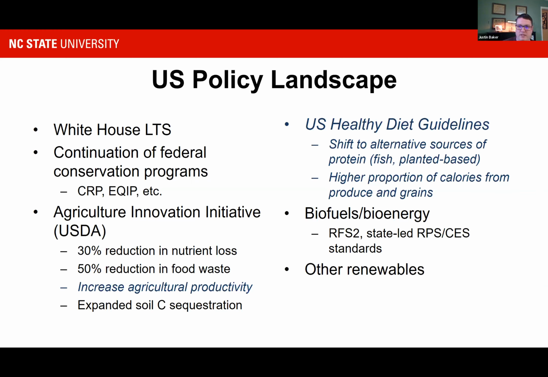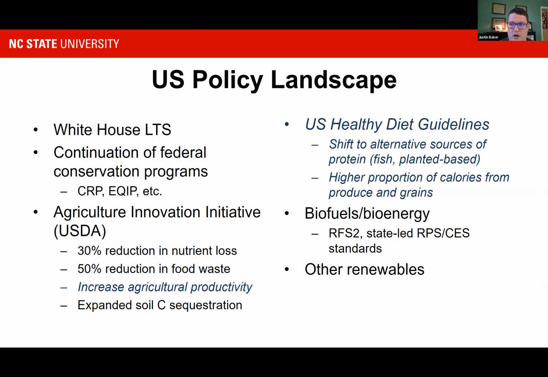Simultaneously, the focus of this talk are the US Healthy Diet Guidelines. And so here, these are policies, if implemented, that could potentially help us see a more rapid transition to healthier diets, reducing, in particular, red meat consumption in the US, to alternative sources of protein, and to a higher proportion of calories from fresh produce, from healthier grains. And if we do see a transition to healthier diets, this of course could have pretty dramatic implications for agricultural production in particular and agricultural land use, and we'll get into that momentarily.